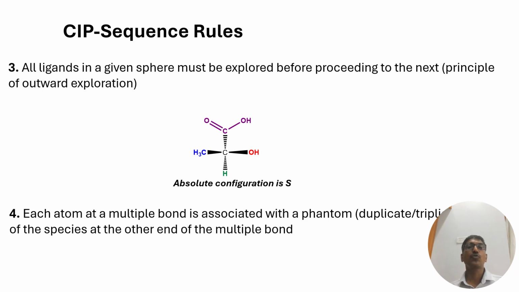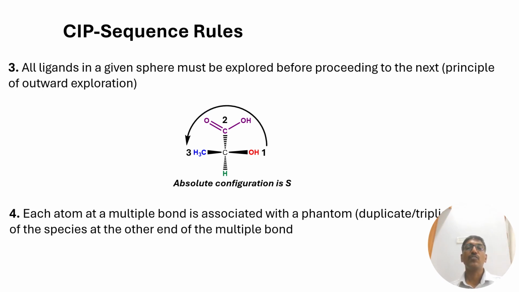Let's consider two more steps, where all ligands in a given sphere must be explored before proceeding to the next. That's the principle of outward exploration. In the given molecule, if you look carefully, the hydrogen is placed on the vertical line. Therefore, whatever it comes, we take as such. Hydroxy gets the first priority, oxygen with atomic number 8. Then carboxylic acid is the second, the methyl is the third, and hydrogen is the fourth.